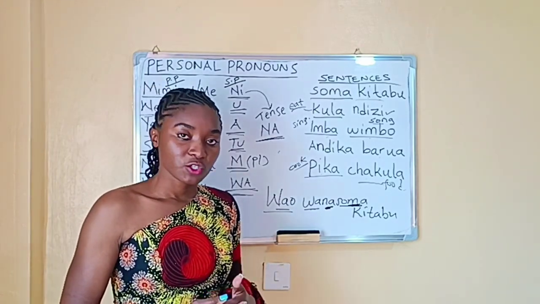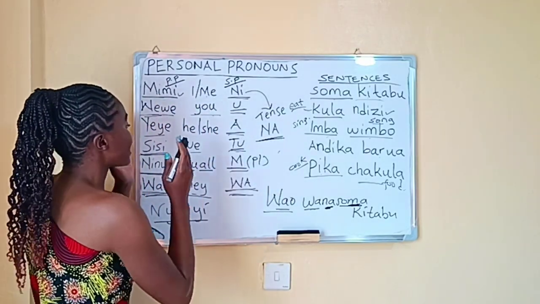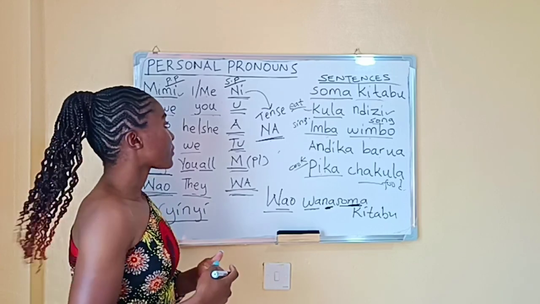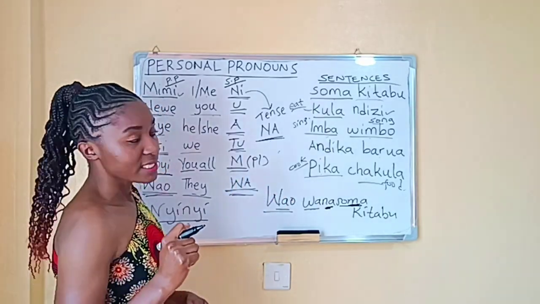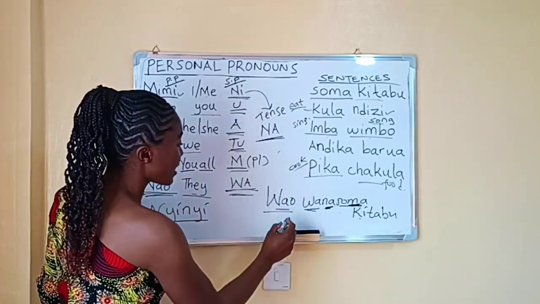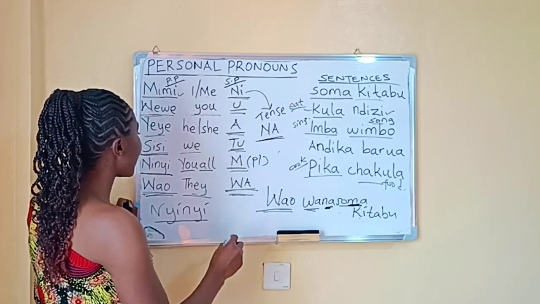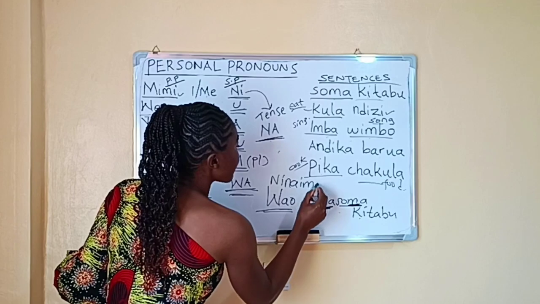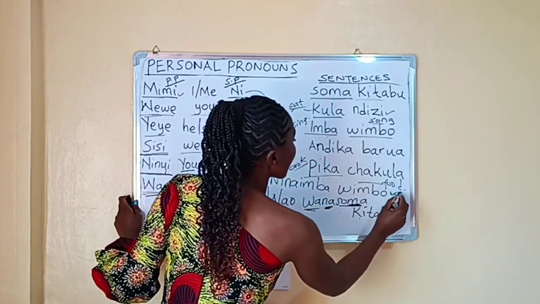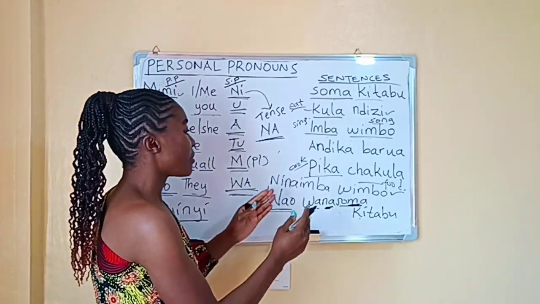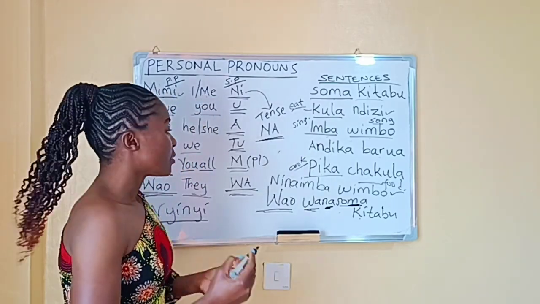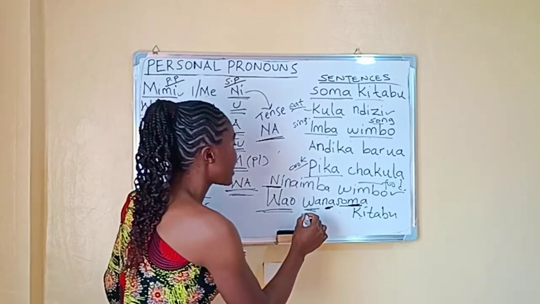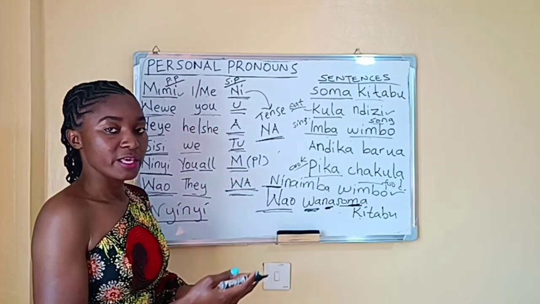So most people, as we do conversation as natives, it's not a must you include this. But this one is used just to direct you to know that you are talking about yourself, another person, and maybe they, okay? So you can actually say this sentence, wanasoma kitabu, without the wao, and it should be correct, okay? You can actually say, ninaimba wimbo. And that will be very correct. So you can use mimi ninaimba wimbo or ninaimba wimbo. Both are correct because the ni here is our subject prefix, which refers to I or me, okay? The wa here is our subject prefix, which refers to they, wanasoma kitabu.